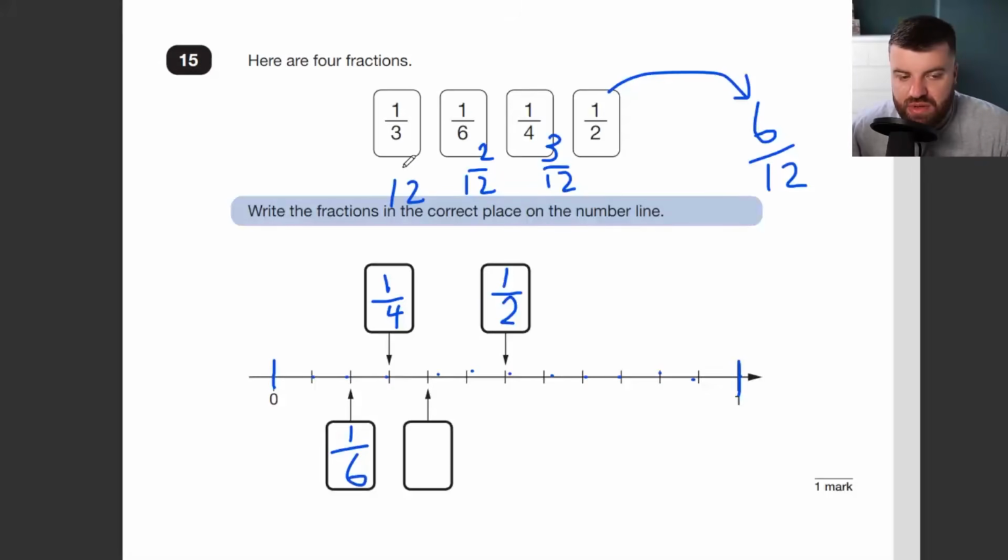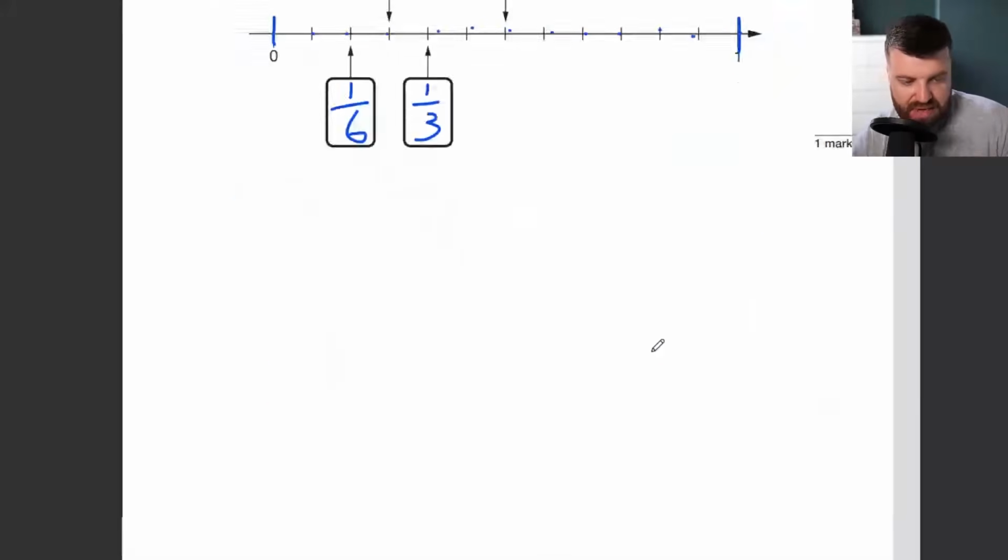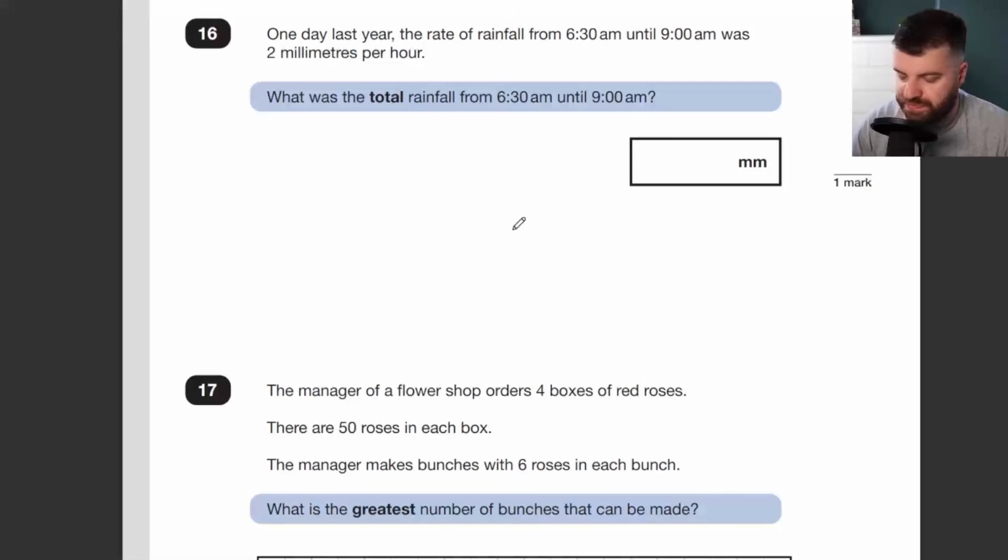How do I change that into 12ths? I multiply it by 4. Do the same to the top. And that means in this last one here, I'm going to write 1/3. So that's how to answer that question accurately every time.